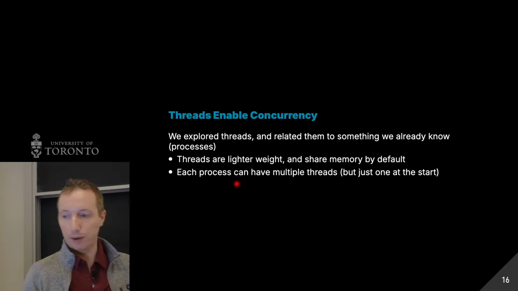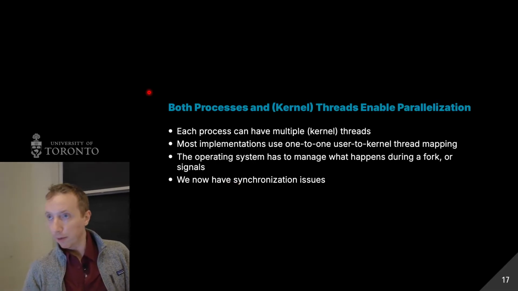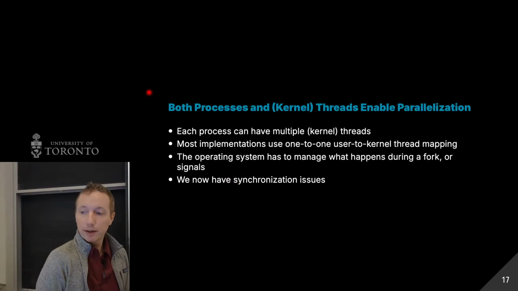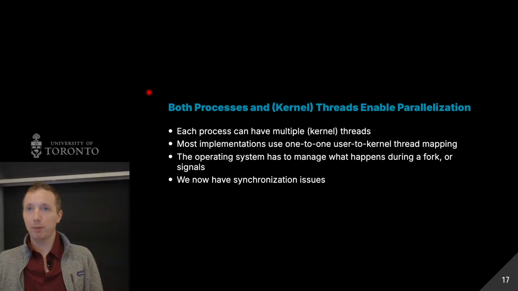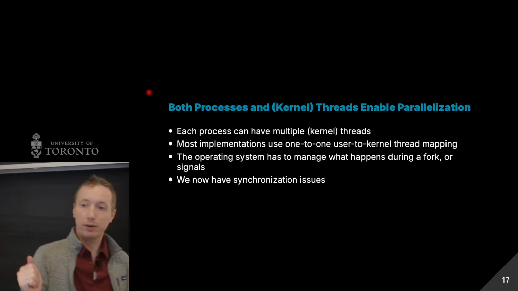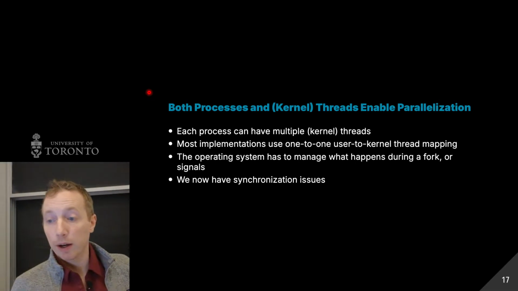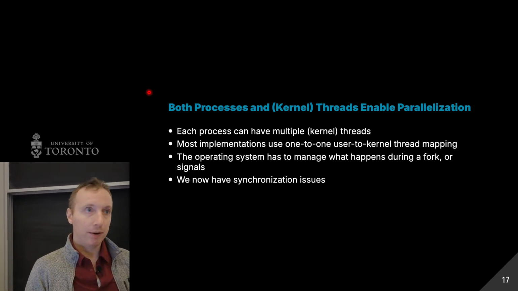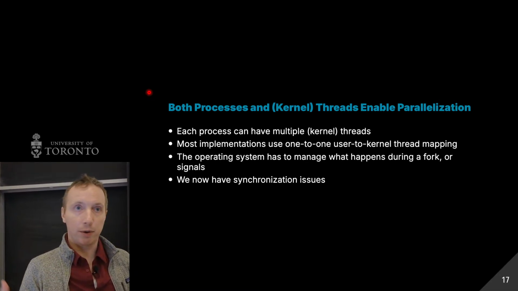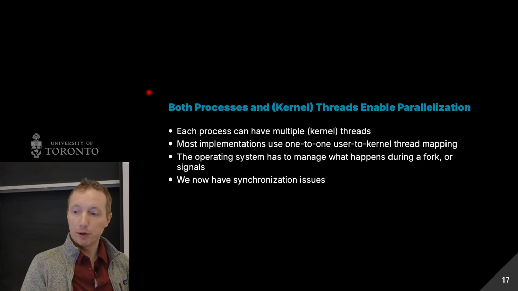So both processes and kernel threads enable parallelization. We have multiple cores on our machine. We want them to run in parallel, not just concurrently. So each process can have multiple kernel threads. Pthreads by default are kernel threads, so each pthread maps to one kernel thread.